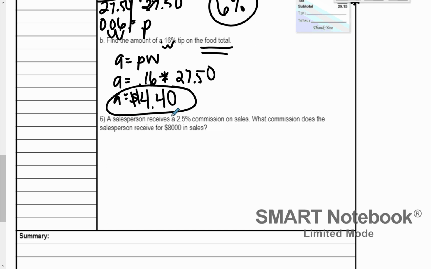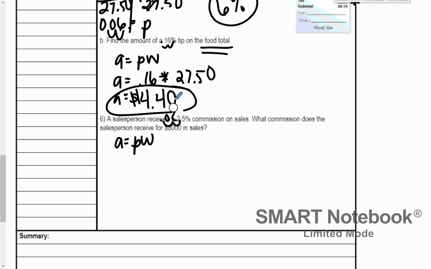A salesperson receives 2.5% commission on sales. What commission does a salesperson receive for $8,000 in sales? So we always start off with our equation. We have our percent, that's 2.5%. I made a mistake there because I got tricked up here since there's already a decimal, but that's a percent. It's not an actual number decimal. So we need to move it over, fill in our zeros.